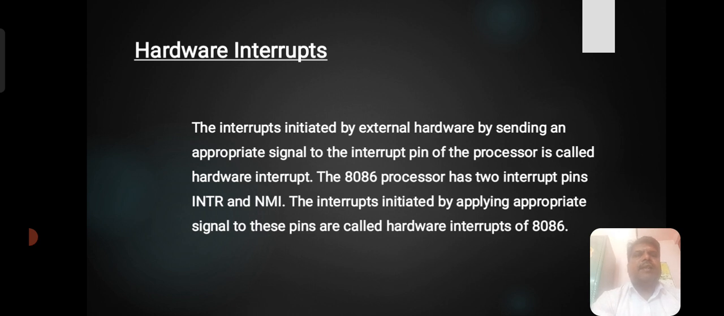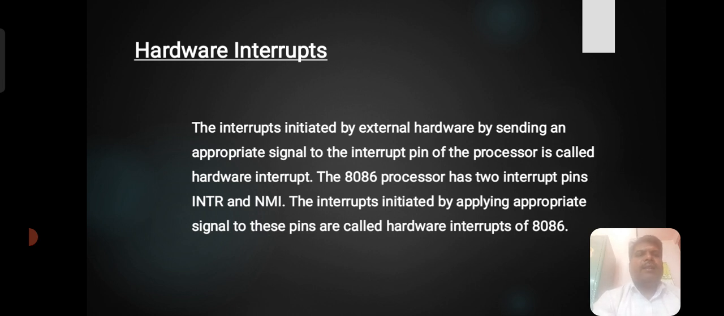The interrupts initiated by external hardware by sending an appropriate signal to the interrupt pin of the processor are called hardware interrupts. The 8086 processor has two interrupt pins, INTR and NMI. INTR means interrupt request, and NMI means non-maskable interrupt. The interrupts initiated by applying an appropriate signal to these pins are called hardware interrupts of 8086.